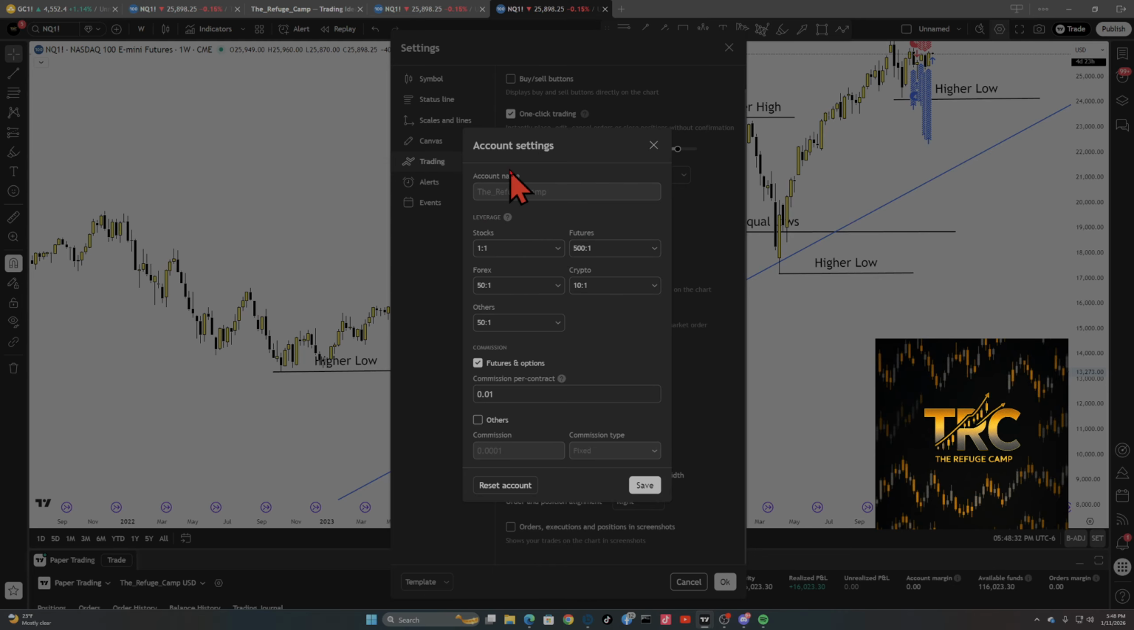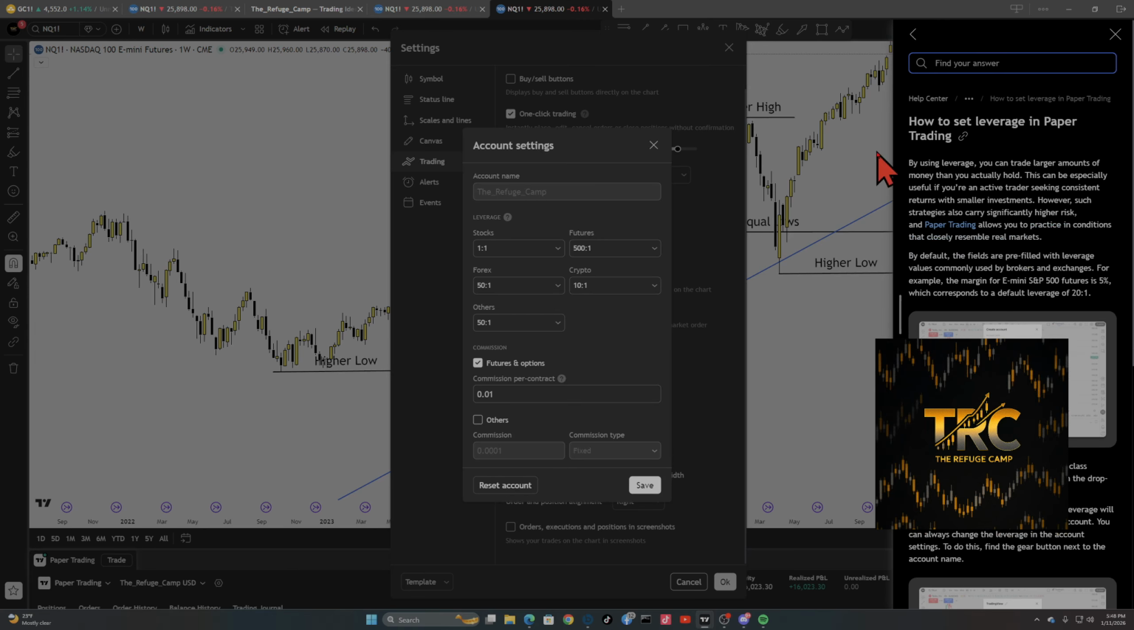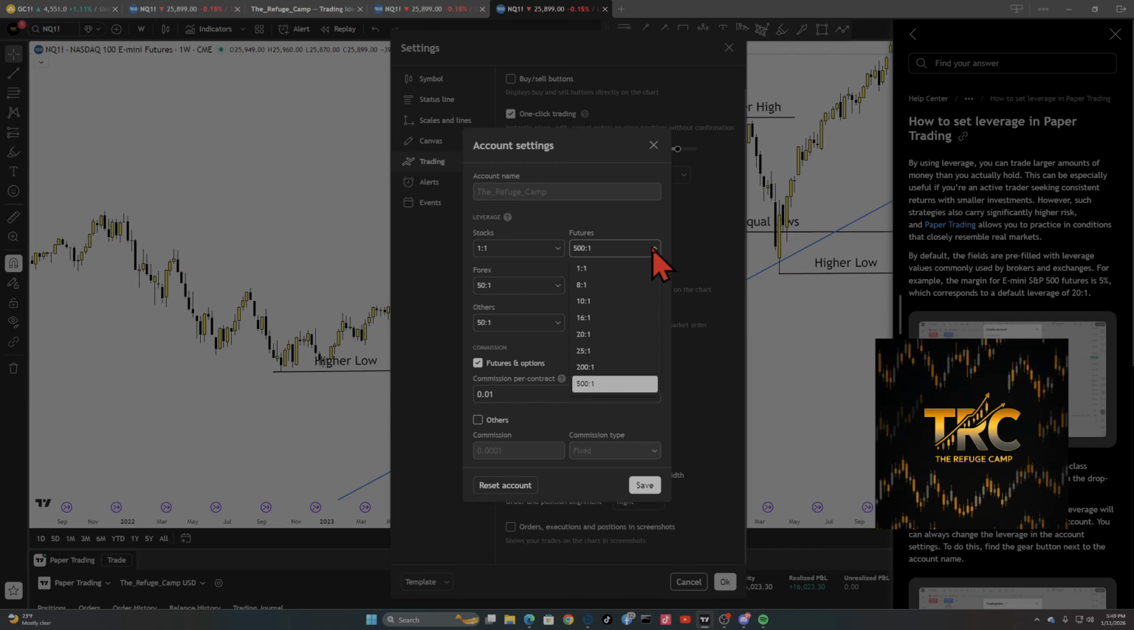So under our account settings, which is the gear icon here next to your profile, right? We can open this leverage, right? And we can adjust what we can trade, how much we can risk on fake accounts, paper accounts, if you want to call it that way, okay? By default, you are set 1-to-1 or 500-to-1 on futures. On futures, we want a 10-to-1 ratio, okay?